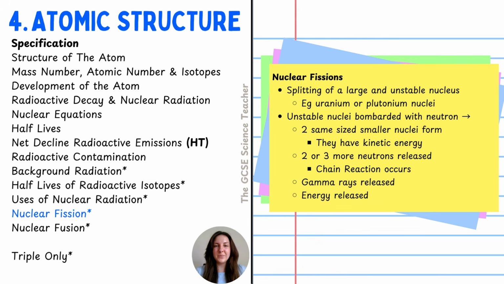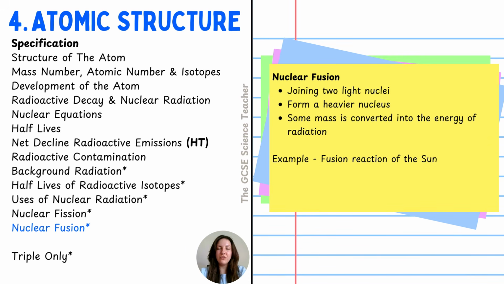Nuclear fission is the splitting of a large or unstable nucleus to release lots of energy, such as uranium or plutonium nuclei. The unstable nucleus is bombarded with neutrons, and therefore you produce 2 of the same sized, smaller nuclei, and they have kinetic energy, so move away. You also have 2 or 3 more neutrons that are released, and these can go on to produce chain reactions with the nuclei that have formed. Gamma rays are also released as well as energy.